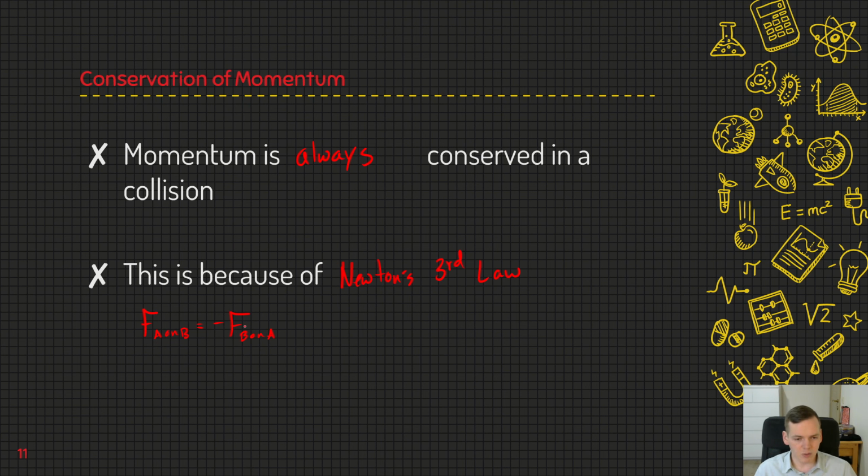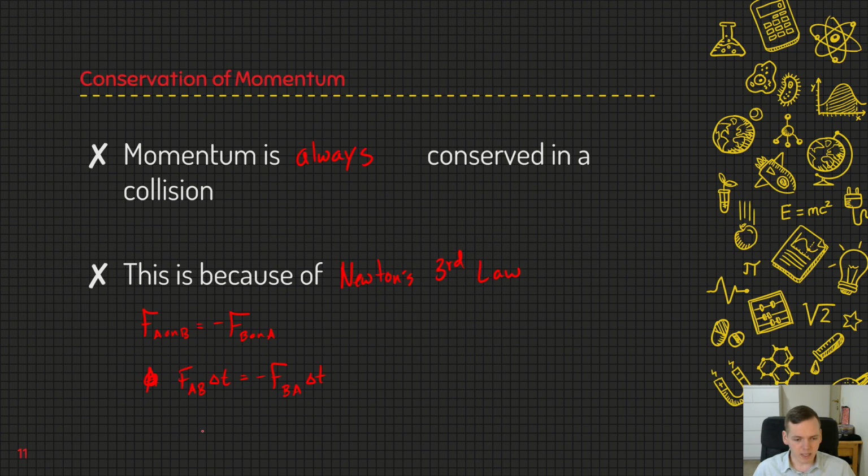And how long will they affect each other? Well, as long as they're touching. So for however long it is, they're both going to be exerting equal and opposite forces. In other words, we have F of A on B for some delta T is going to equal negative F of B on A for the same delta T.